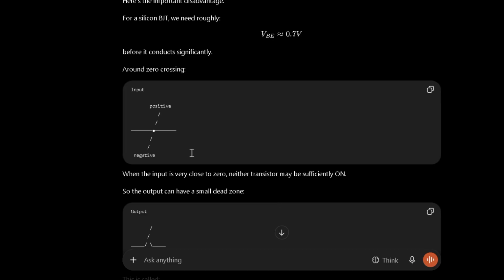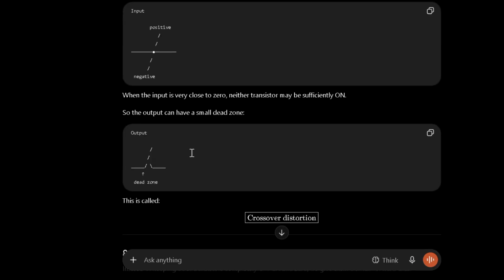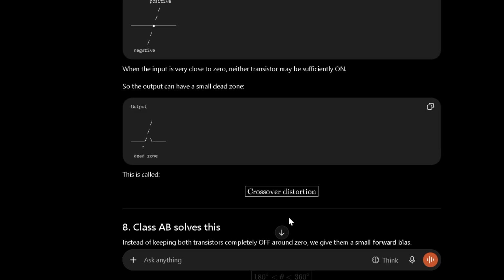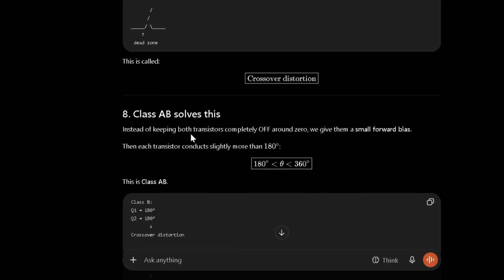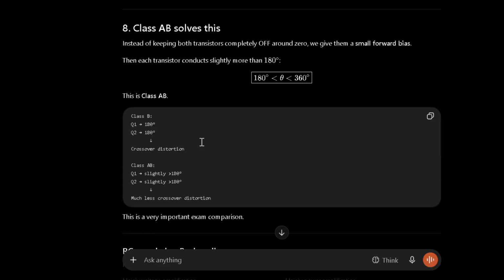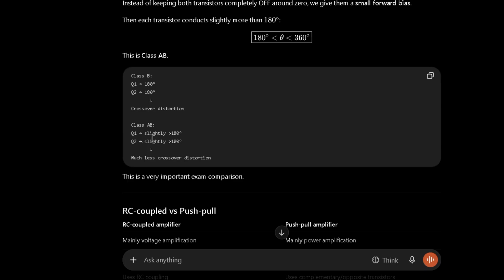Class AB solves this. Instead of keeping both transistors completely off around zero, we give a small forward bias. Then each transistor conducts slightly more than 180 degrees, so 180 is less than theta. This is called Class AB. Class B: Q1 180 degrees, Q2 180 degrees, with crossover distortion. Class AB: Q1 slightly greater than 180, Q2 slightly greater than 180, much less crossover distortion. This is a very important exam comparison.